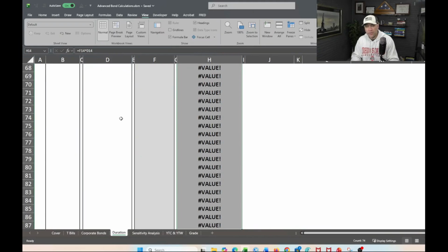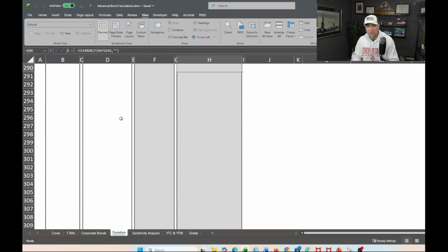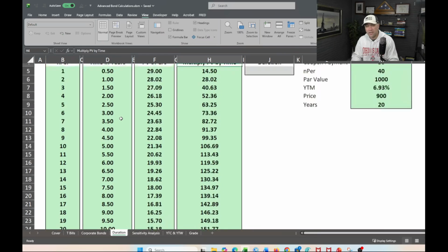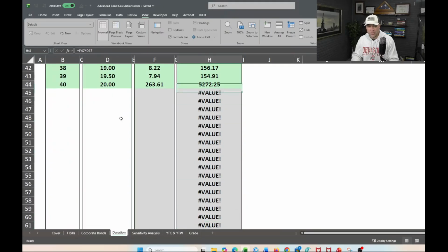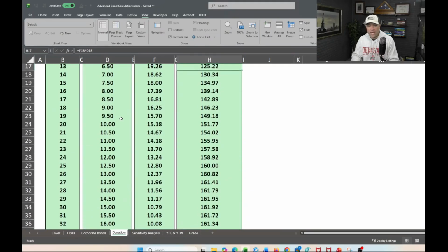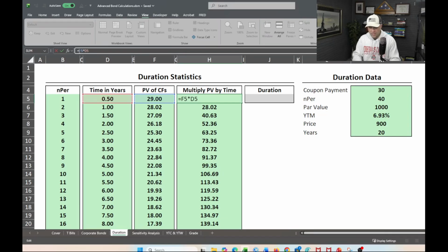Big problem here, though. It gave us a bunch of values. Or did it? Hold on, let me see. I thought it did. It gave us a bunch of values. We cannot have that. If I'm going to sum those up, I don't want values. So what I'm going to do is a function within this, in front of the F5, and I'm going to select an IFERROR function. This is a very powerful tool. I use it all the time.